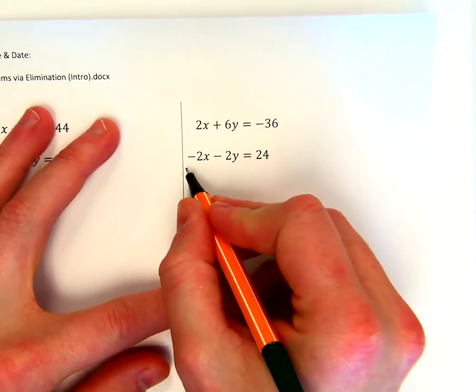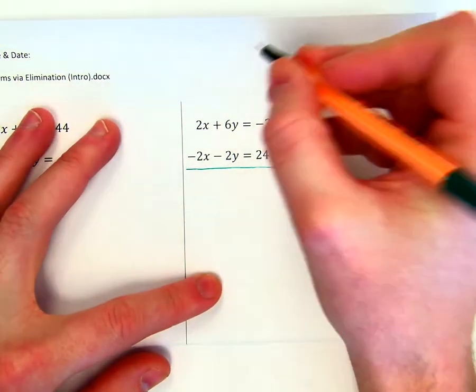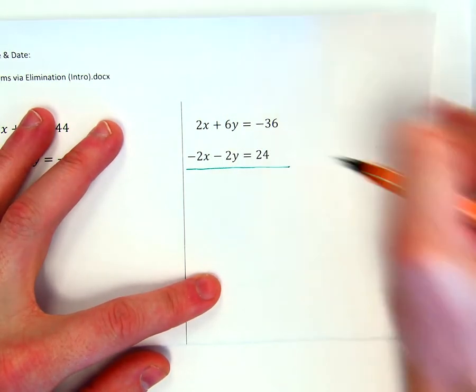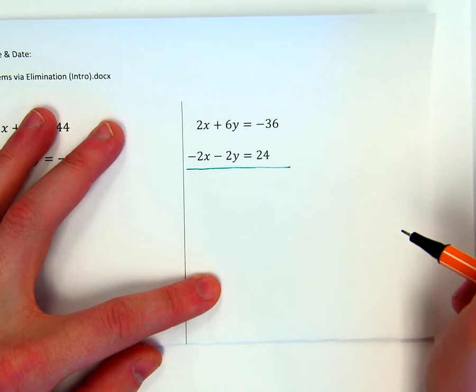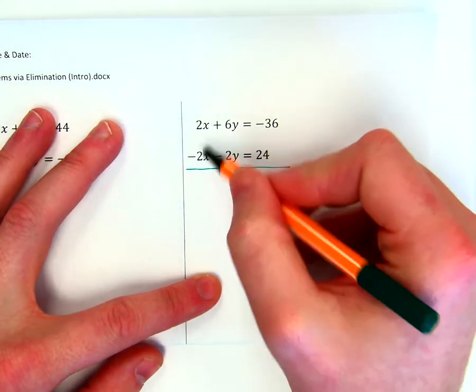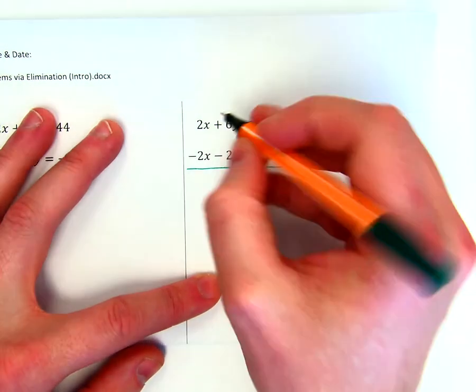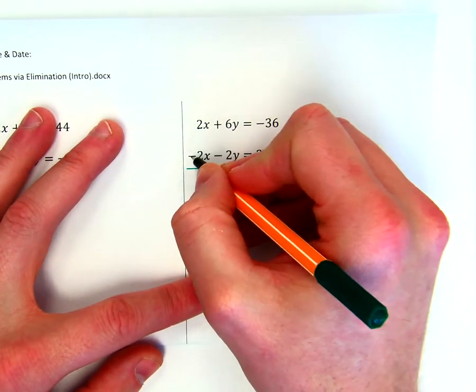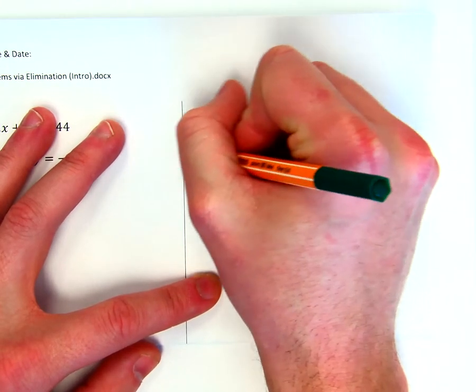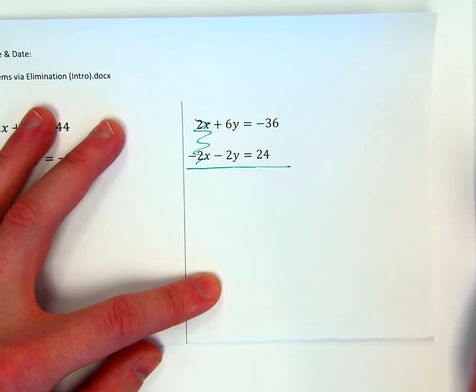In this second example of elimination, the like terms are lined up properly. X's have their own column, Y's have their own column, numbers have their own column. We're going to add going down, or in this case, just do what the signs tell us to do. 2 and negative 2 combine to make 0 x's. Therefore, the x's cancel out. They are eliminated.